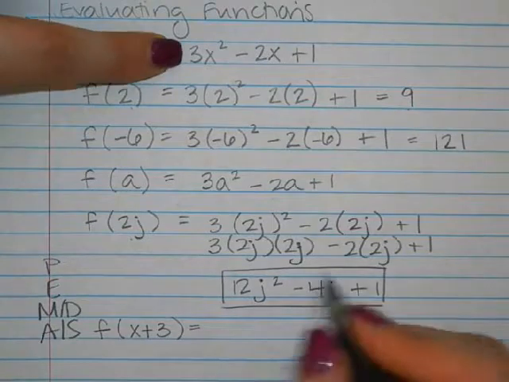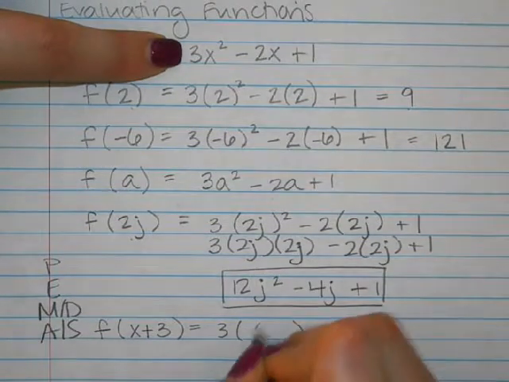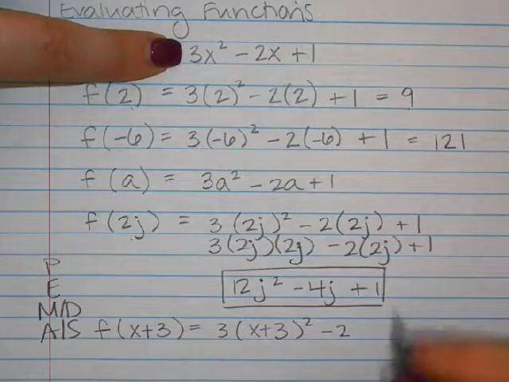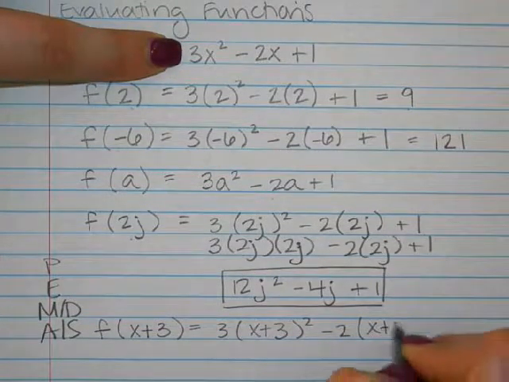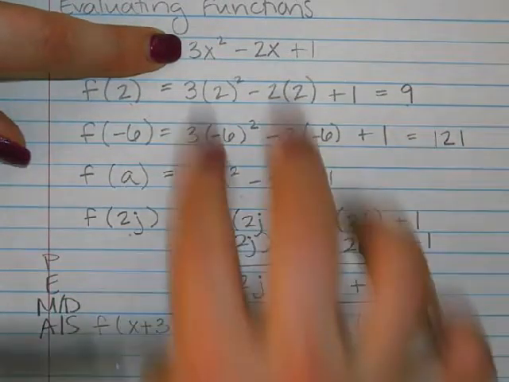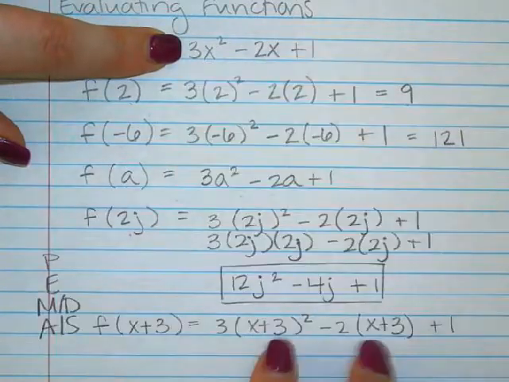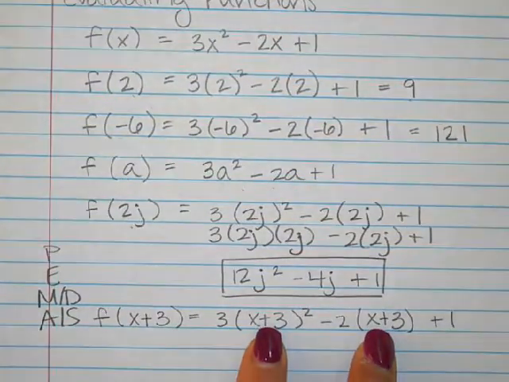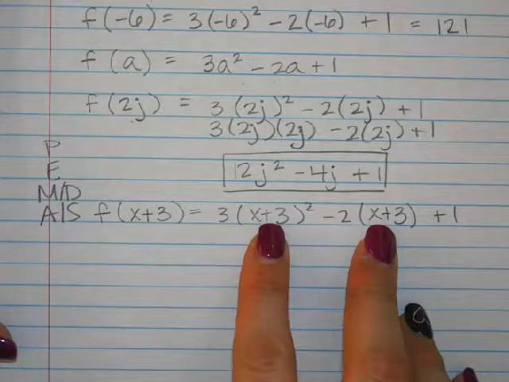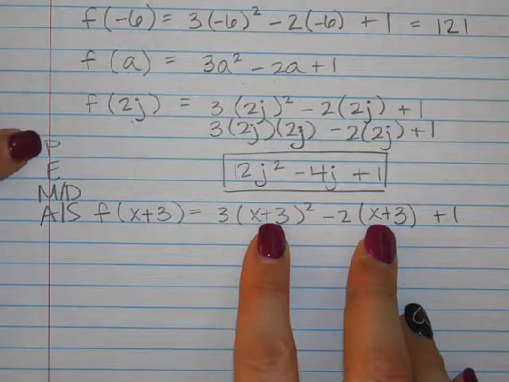3 parentheses x plus 3 squared minus 2 parentheses x plus 3 plus 1. So I saw the x in 2 places, and so I replaced the x in both of those places with an x plus 3. All right. And we're doing order of operations. So is there anything inside the parentheses that can be fixed? Nope, x plus 3 is as simple as it gets.